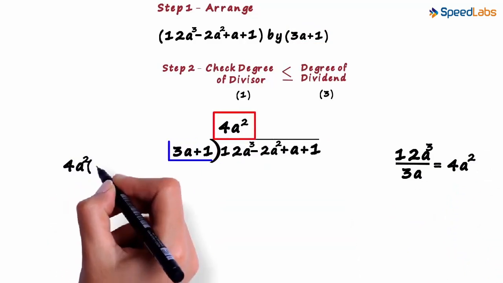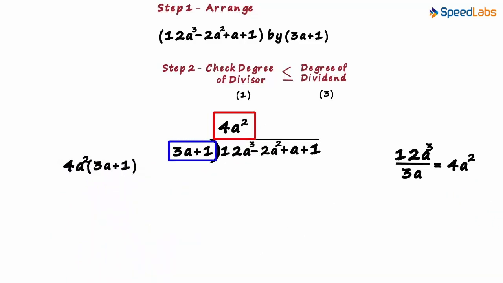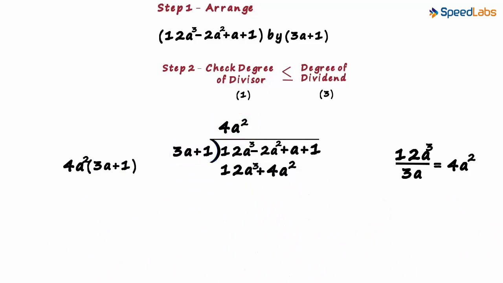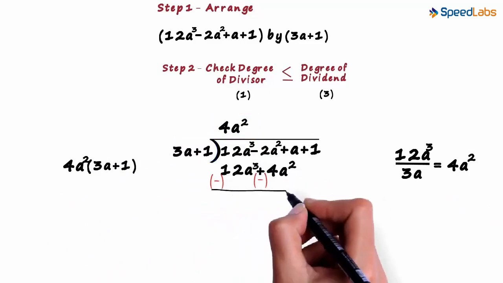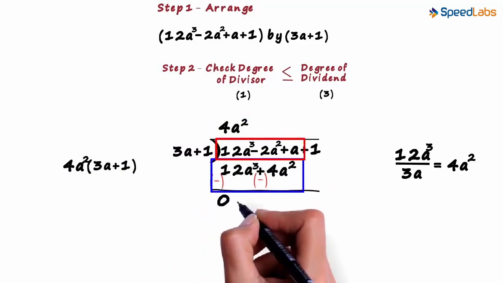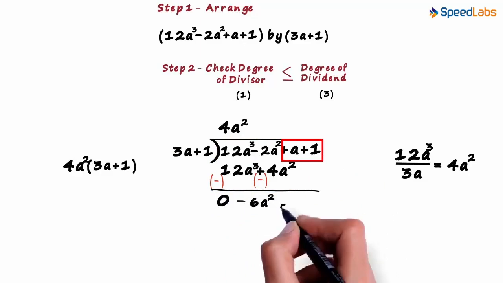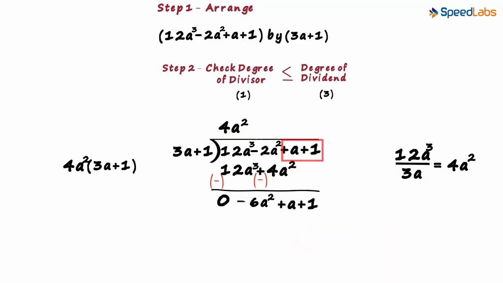Multiplying 4a squared with 3a plus 1, we get 12a cubed plus 4a squared. After subtracting this from this, we get minus 6a squared. Now we get the remaining part of the dividend down. That is, we get a plus 1 down.